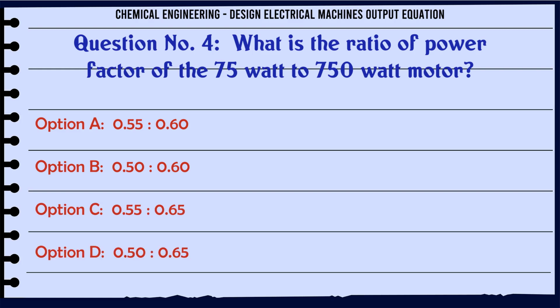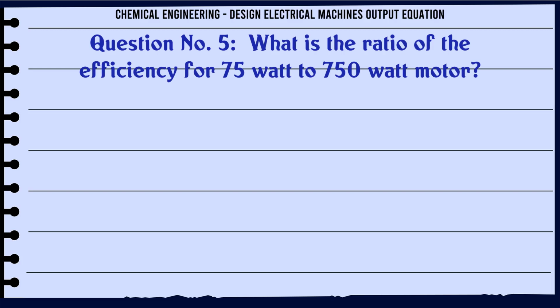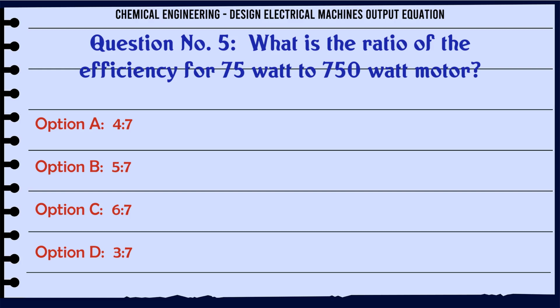What is the ratio of power factor of the 75 watt to 750 watt motor? A: 0.55 to 0.60. B: 0.50 to 0.60. C: 0.55 to 0.65. D: 0.50 to 0.65. The correct answer is 0.55 to 0.65.